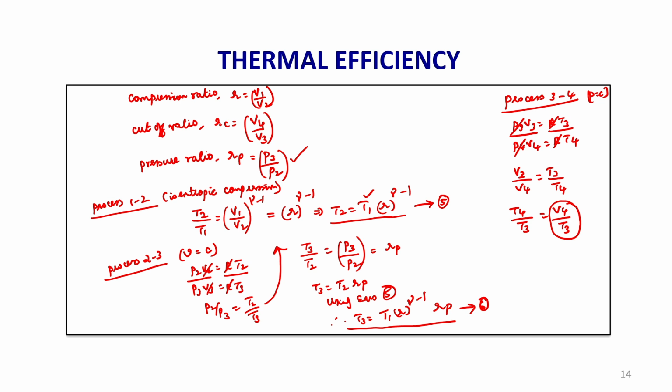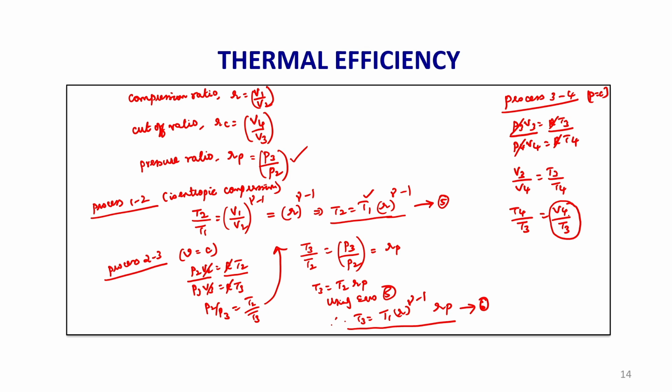Cutoff ratio. The cutoff ratio in a diesel cycle is V3 by V2, whereas in a dual cycle it is V4 by V3, because the heat is added at constant pressure during the process 3 to 4. So, this is nothing but cutoff ratio R suffix C. Therefore, T4 is equal to T3 into cutoff ratio.